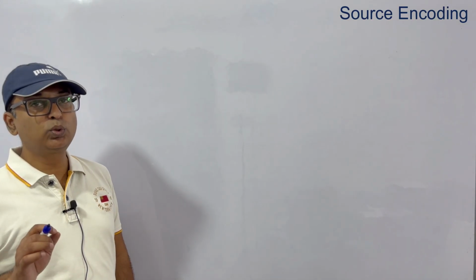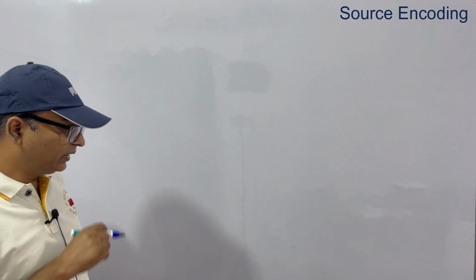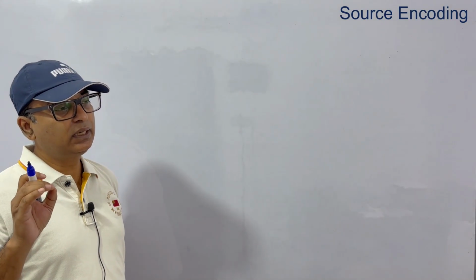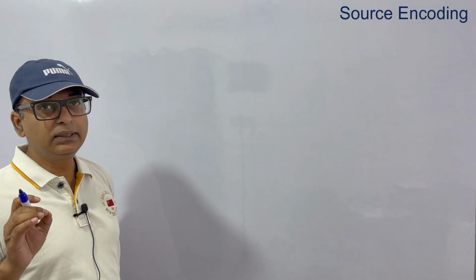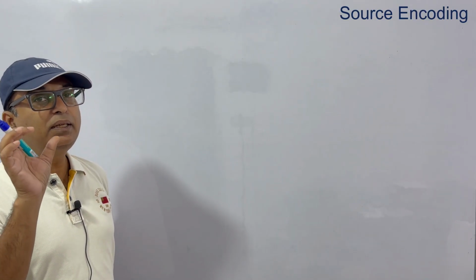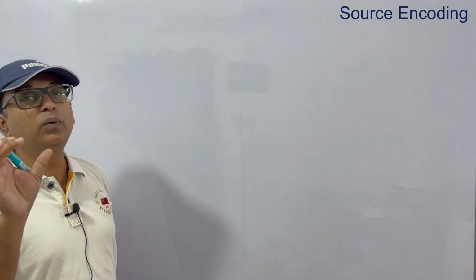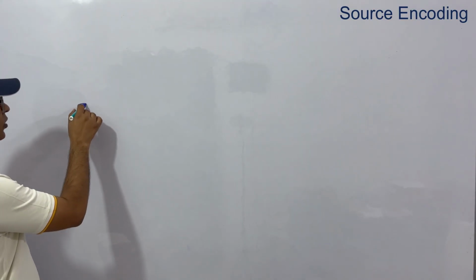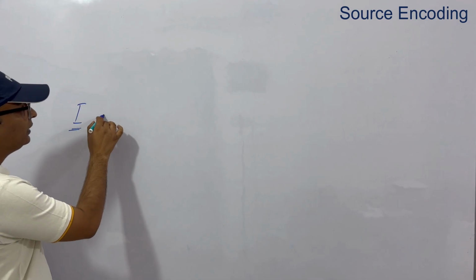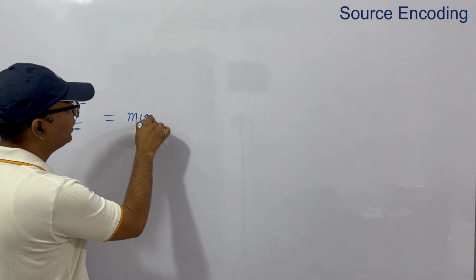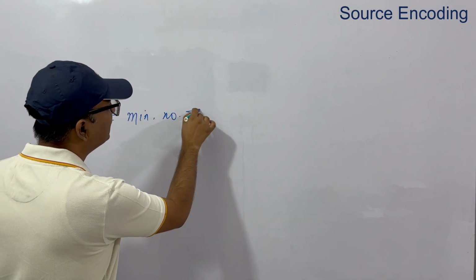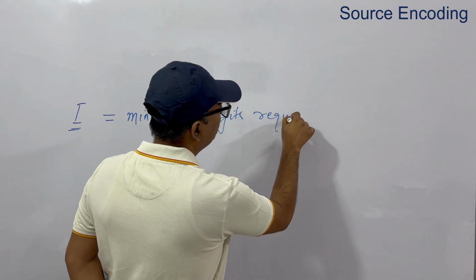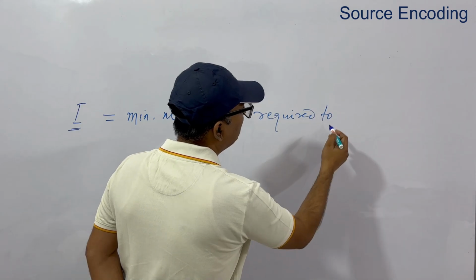Our topic is source encoding. What we have learned up till now is that the information content in a message is equal to the minimum number of digits required to encode the message. Understand it properly: the information contained in a message is equal to the minimum number of digits required to encode the message.